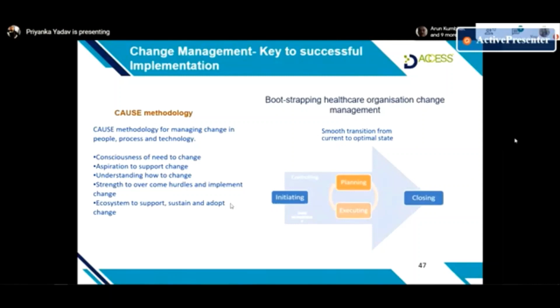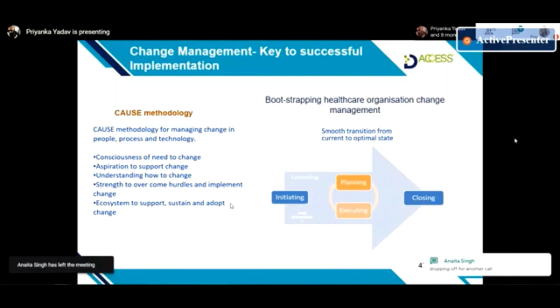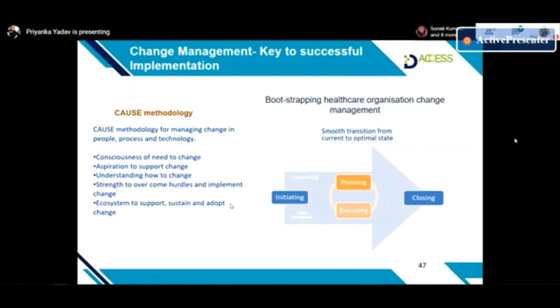The strength to overcome hurdles and implement the change is a very important piece, because even if people know how to make the change, in terms of implementing, you'll always find hurdles. There will be people who will come up and say that this is something that is not up to what I expected.